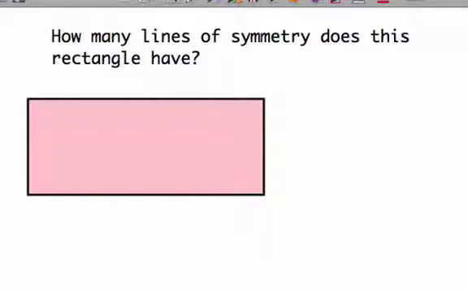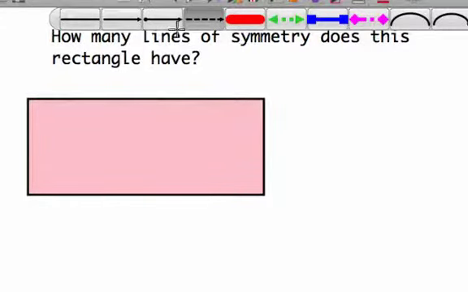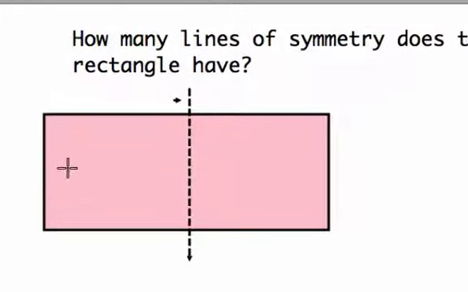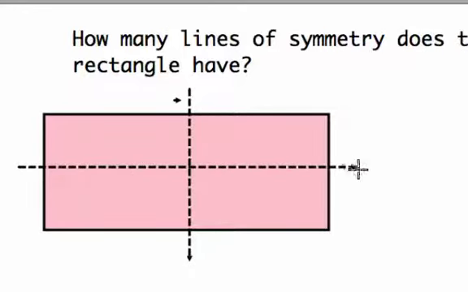Just look at one more example here. How many lines of symmetry does this rectangle have? So if you look at this rectangle and try to slice it up, there'd be a line of symmetry coming through the middle this way. There'd be one coming this way, right? That will create a mirror image of the two halves. So there's two.